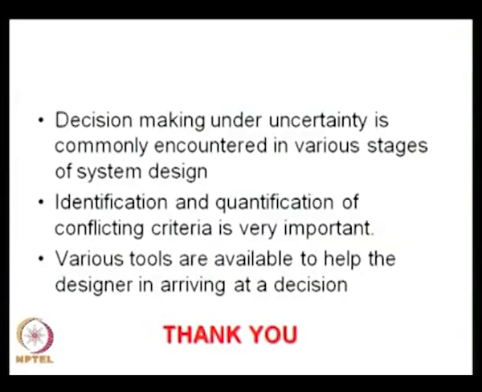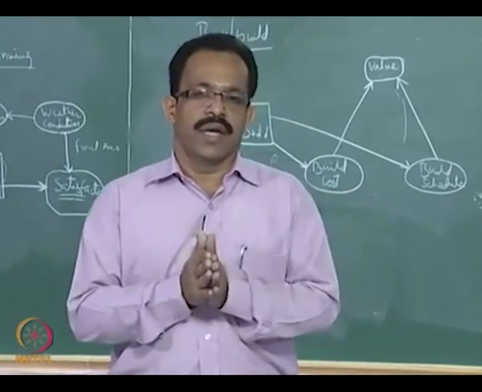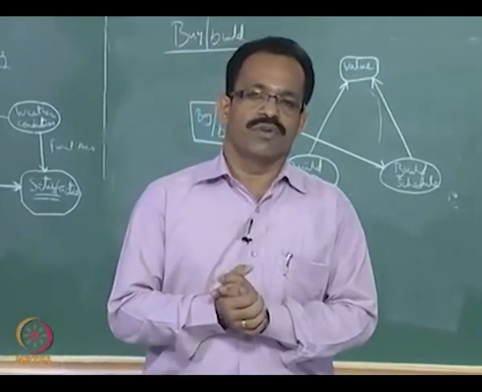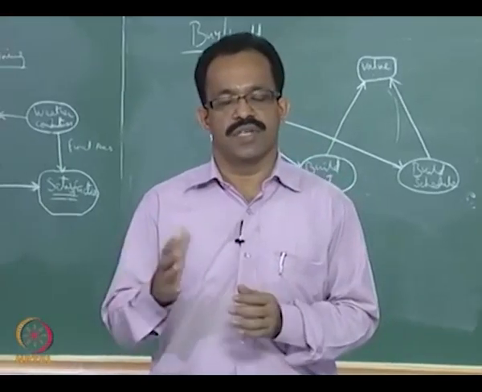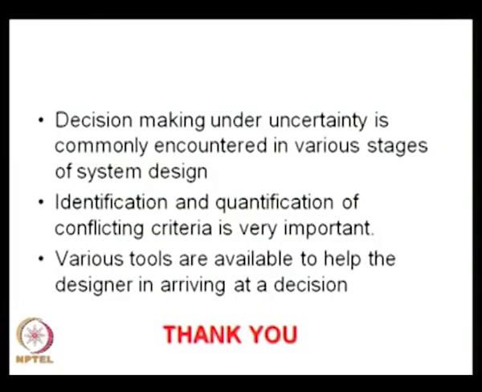To summarize whatever we discussed in the last 2 lectures on how you make a decision, we found that decision making is a process where a lot of uncertainties are there. So we need to identify these uncertainties in the decision and find out how we quantify the conflicting criteria in decision making. That is one important part.